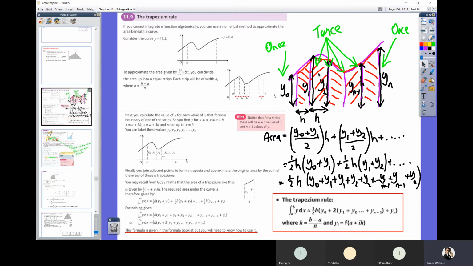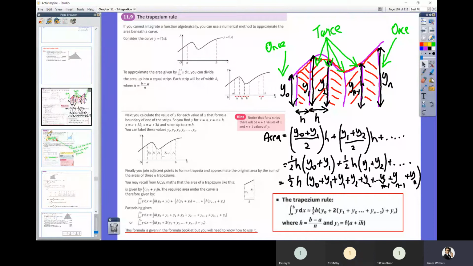So anyway, if we just get used to the terminology, we're calling h the distance between the trapezia. And we're calling the heights of the trapezia, well, they're the y values, aren't they? So we're going to call those y0, y1, y2, y3, and the end ones are going to be yn minus 1 and yn. So let's just imagine we're adding all of these up one by one.